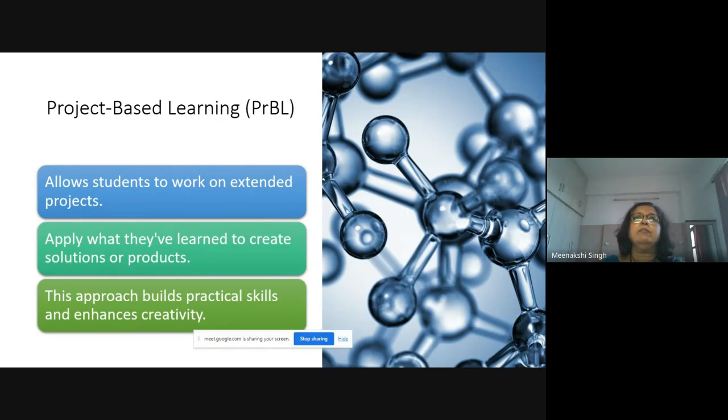So this project can be making a robot, or something like that, something creative. Depending on the class, depending on which level you are teaching, you can give them projects. These ideas, we as teachers, it is our job to think of ideas to make.